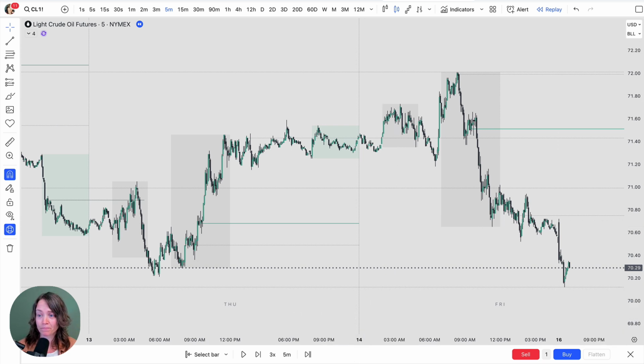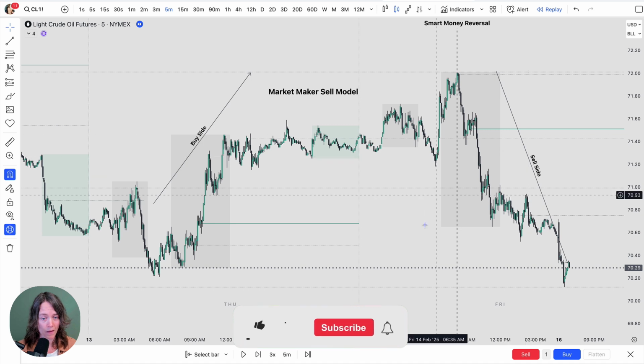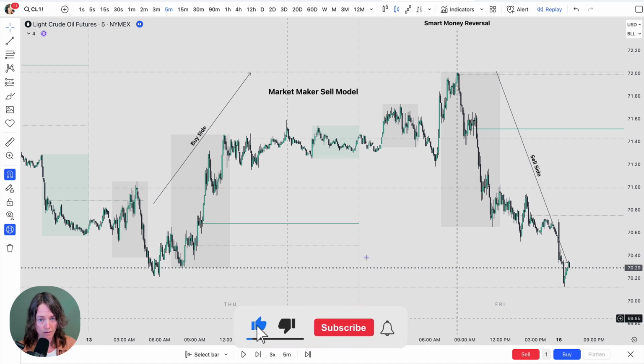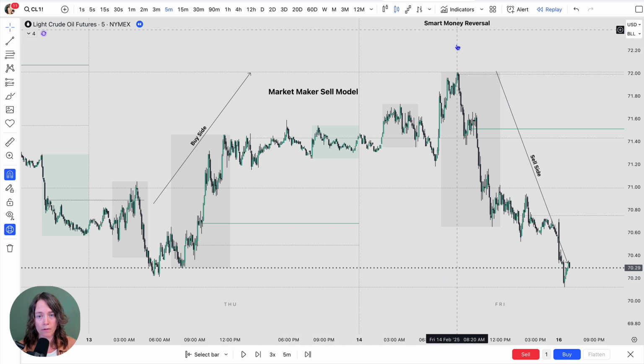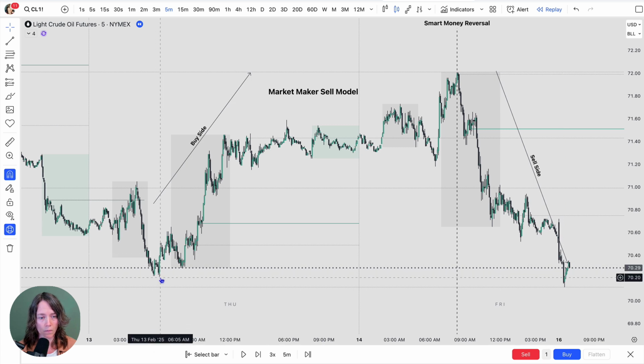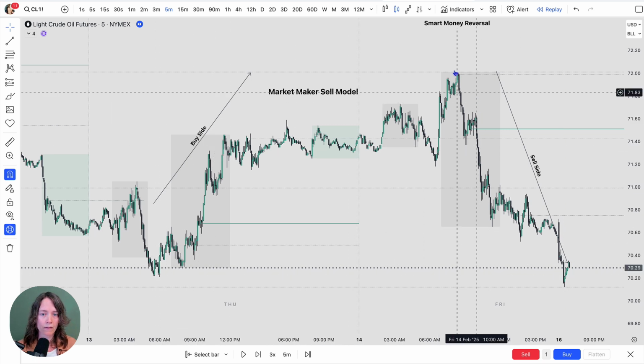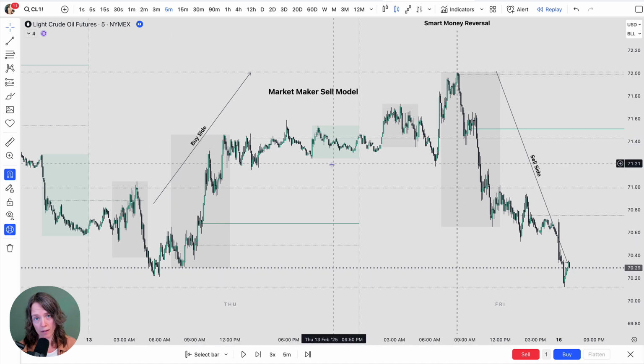First of all, the market maker model I saw forming was this exact one. So we had a buy side of the curve, then a smart money reversal right there, and then the sell side of the curve coming back to the initial low. Why did it reverse here? First of all, you need to be aware of liquidity levels.